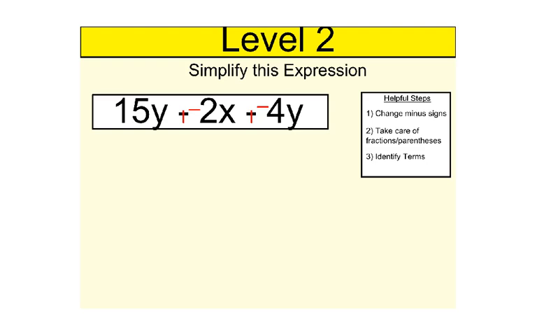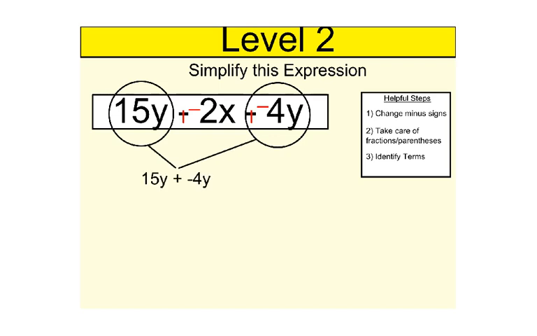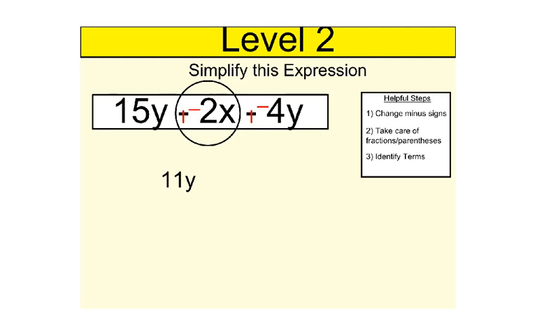So I'm going to look at this first one here. It's a 15y. I looked through the problem and said, are there any more y's? Yep, right there. So I'm going to combine my 15y with my plus negative 4y. When I do that, I'm going to get 11y. Now I'm going to look at that last variable there. It's an x. Are there any other x's in the problem? Nope, there aren't. So I can't combine it with anything. I'm just going to write down here at the end plus a negative 2x.